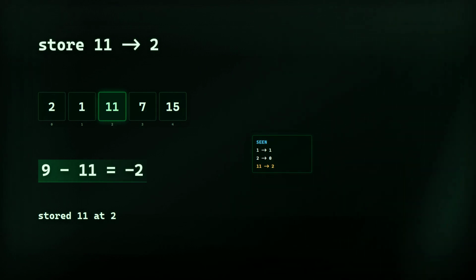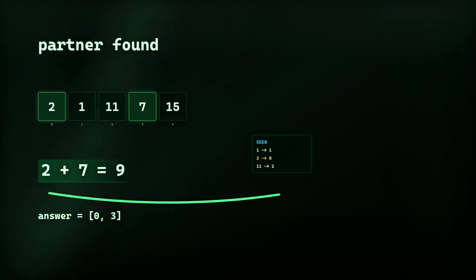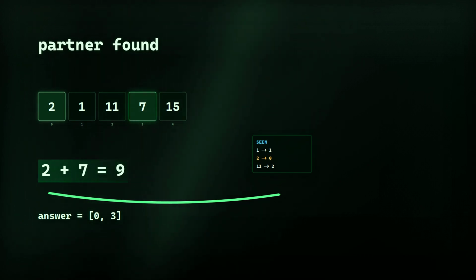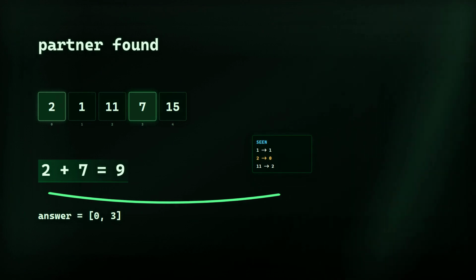Now we move to index 3. At index 3, the value is 7. Its required partner is 9 minus 7, which is 2. And 2 is already in seen at index 0. That means we have found the pair. Return indices 0 and 3.